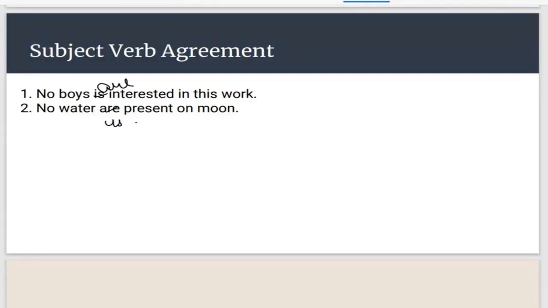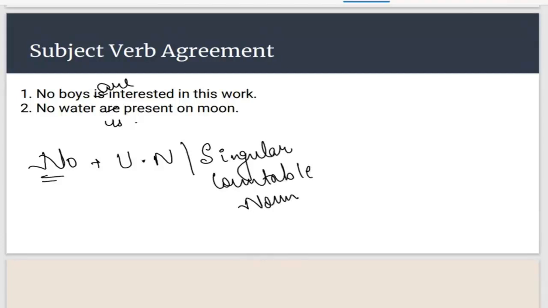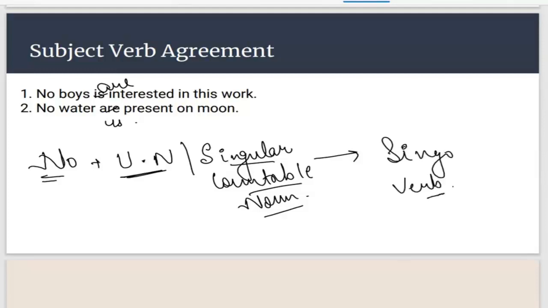Okay. So now you need to know that whenever no is used in a sentence, with no we do not use a plural countable noun. With no, you can use an uncountable noun or a singular countable noun. And the verb used with them will always be singular. So according to this rule, we will see the above sentences.